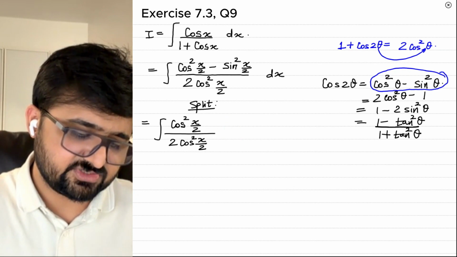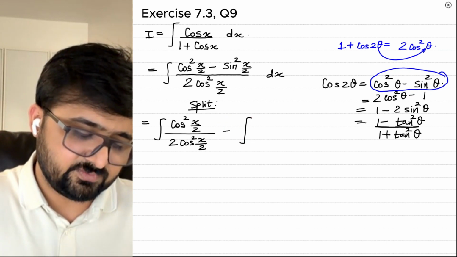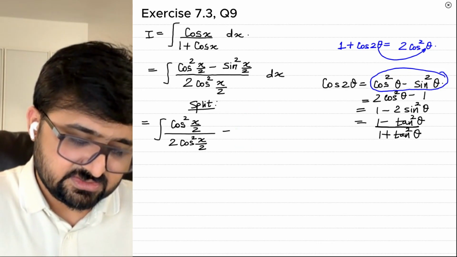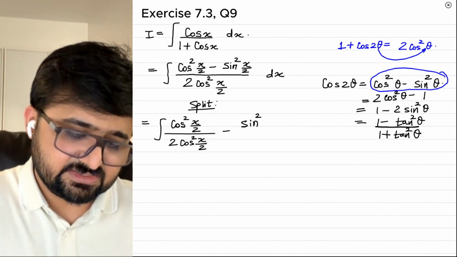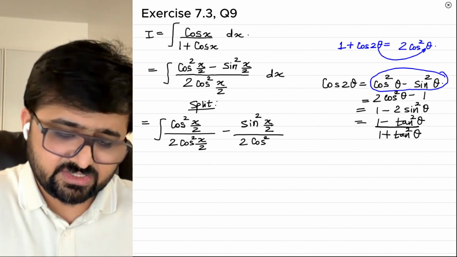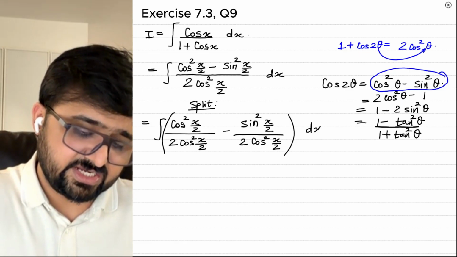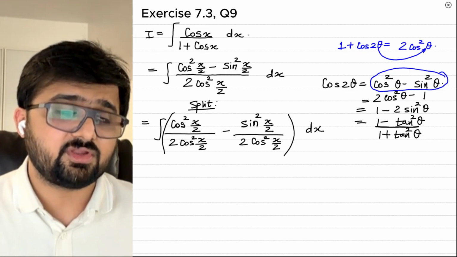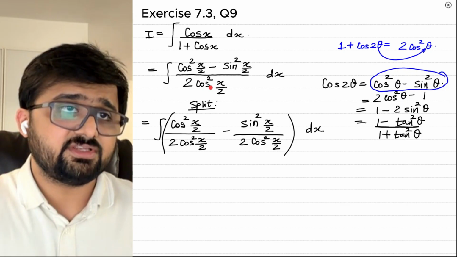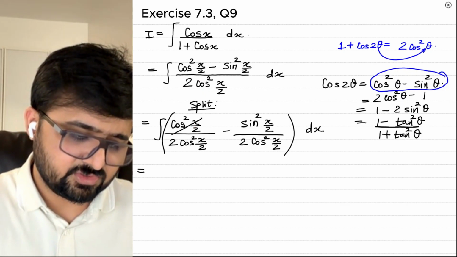Actually, let's just first split minus integration of, minus sine square x by 2 divided by 2 cos square x by 2. And let's just close the bracket and write dx. Okay, so we just split that term in denominator into both the terms. Now that cos square x by 2 and cos square x by 2 will get cancelled.